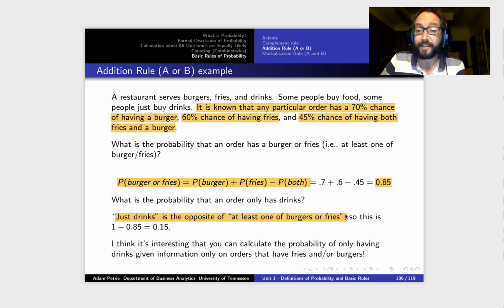Burger or fries in probability means at least one of those two things, and so just drinks just means the opposite of having at least one of those two. So by the complement rule, that would be 1 minus the probability of burger or fries, or 15%. We can get that immediately without actually having any information directly about drinks.